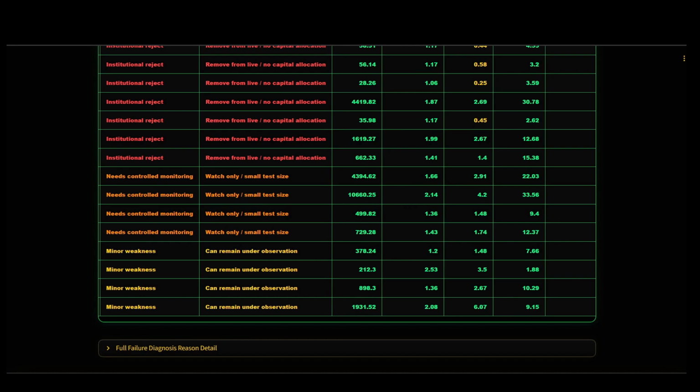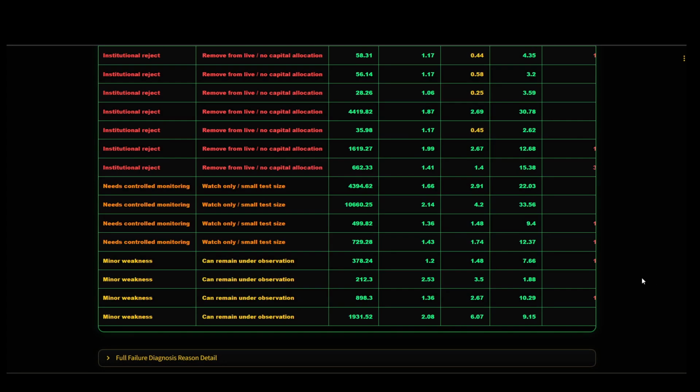So the robot failure diagnosis layer is not simply labeling robots as good or bad. It is building a full institutional decision hierarchy. Which robots must be removed? Which robots require monitoring? Which robots remain structurally acceptable? And which parts of the portfolio still deserve controlled capital exposure?